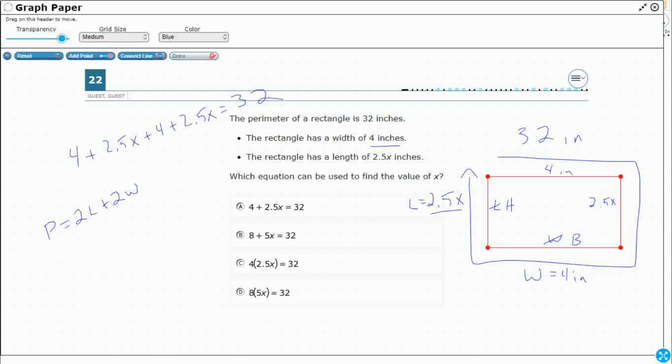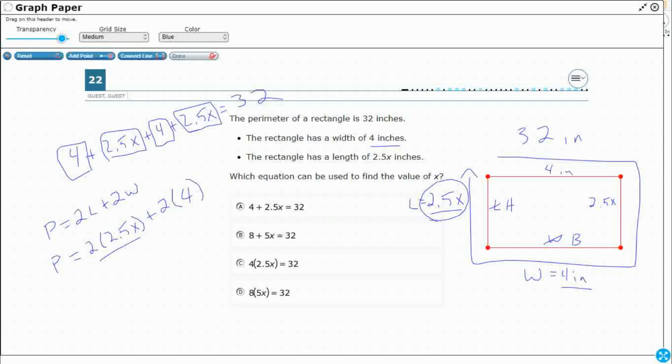So we could do a simple substitution. Our length equals 2.5x, so P equals 2 times 2.5x plus 2 times my W, which is 4. That's a little easier. 2 times 4 is really what I have right here. I've got 2 2.5x's right there, and then I've got 2 4's right here. So they both do the same thing. This is just a little bit cleaner as a formula.